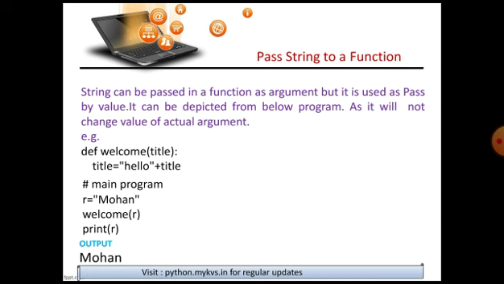Okay, the string held in the title variable. Then again, this function will end and we will return back to the main function. Okay, and then what will happen? We will be printing the value of r which is existing in the main program after the function ends.